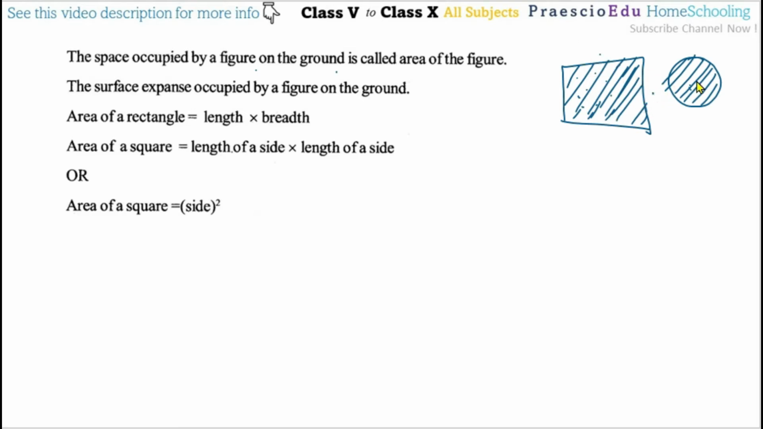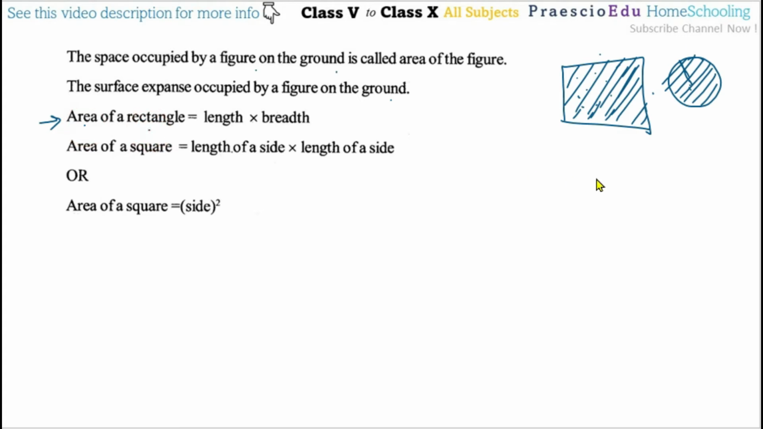So a circle is two dimensional, meaning this is the radius and the center, these are the two coordinates. In this, the area is there. To find out this area, there are some formulas. The surface expanse occupied by the figure on a ground, this is the area. So there are formulas.